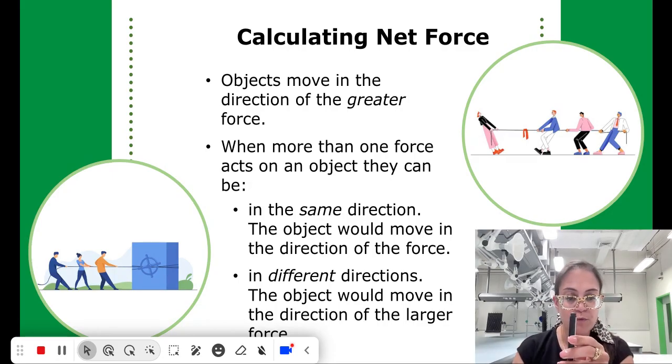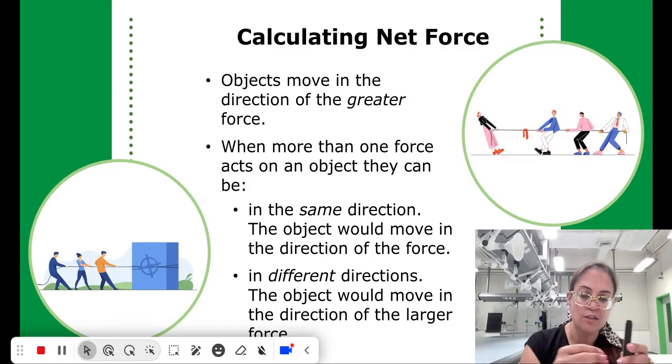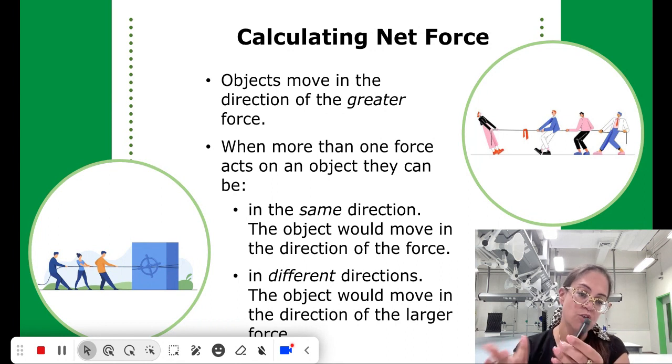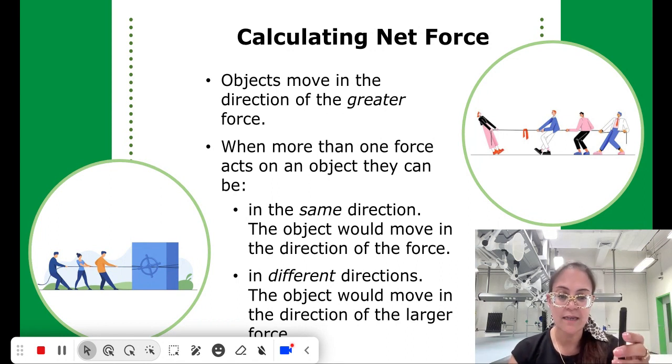But if we have 2 people moving to the left and 1 person pushing to the right, then it depends on who is stronger. If the 2 people combined have more force, then it will still move to the left.